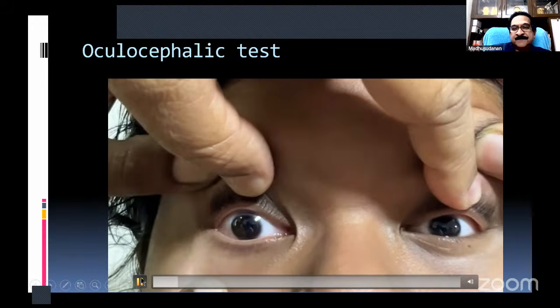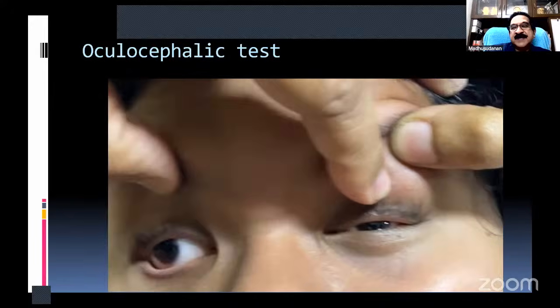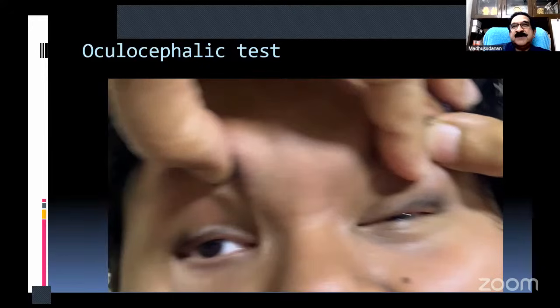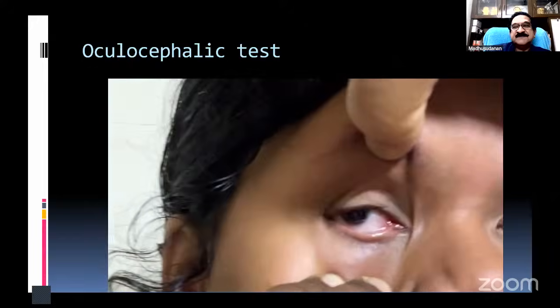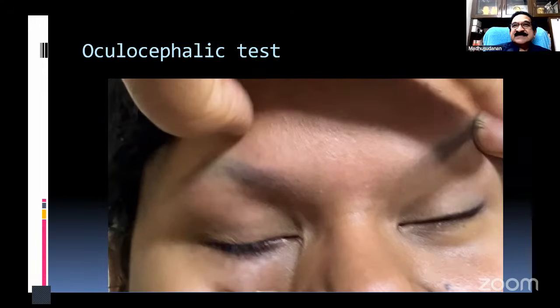Look at the camera. The gaze palsy is not overcome by the oculocephalic maneuver; the eye still remains stationary. That means the VOR is also affected. So the oculocephalic reflex is absent. What does it mean? It means that the gaze palsy is due to the abducent nuclear complex and not the PPRF and not the frontomesencephalic pathway. Is it clear to you?